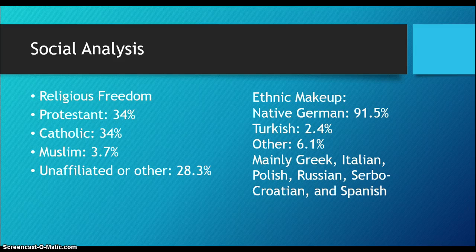Germany is a country with religious freedom. The majority is divided between Protestant and Catholic at 34% each. Next, there is unaffiliated or other at 20% and Muslim at 4%. The majority of citizens are native Germans, equaling 91.5% of the population. The next biggest ethnic group is Turkish, making up 2.4% of the population, and then various other ethnicities making up the remaining 6%.